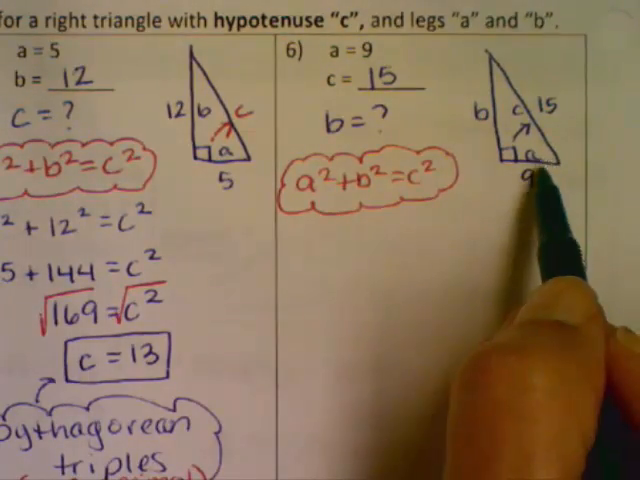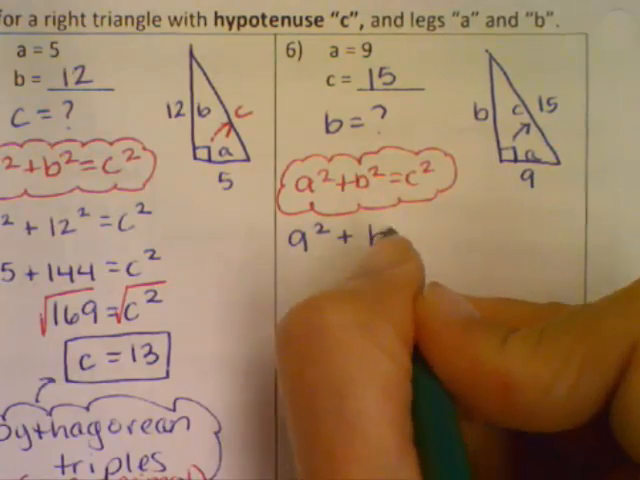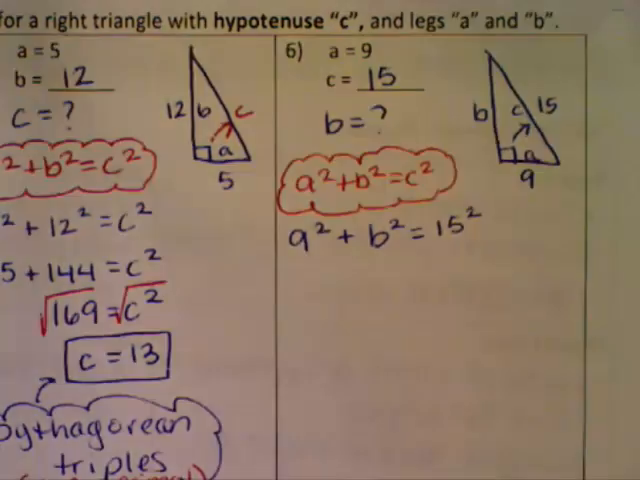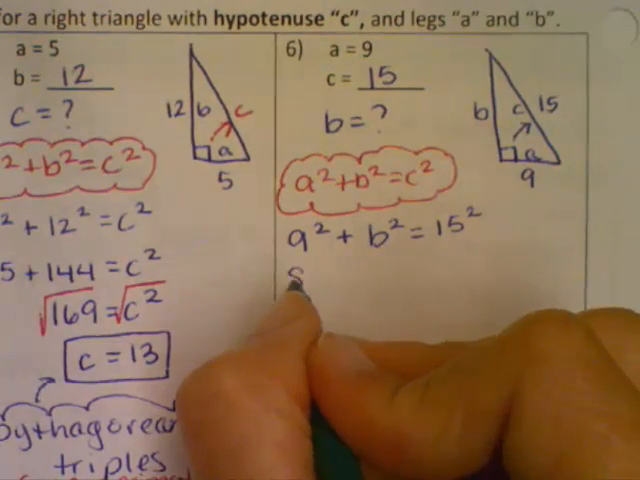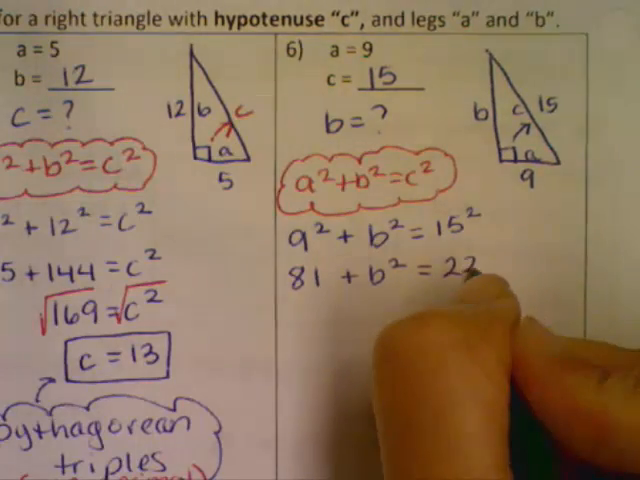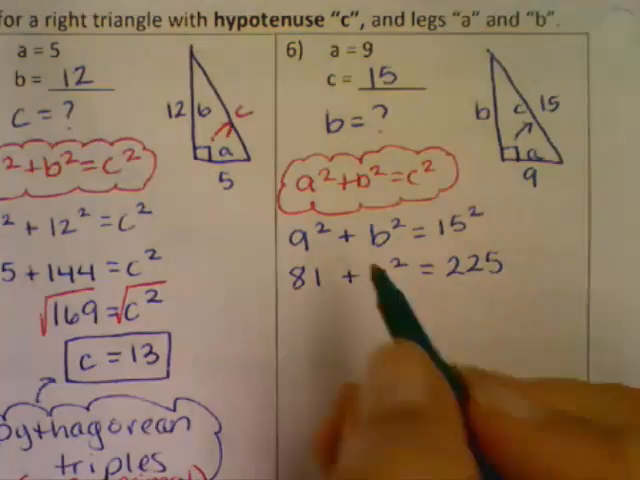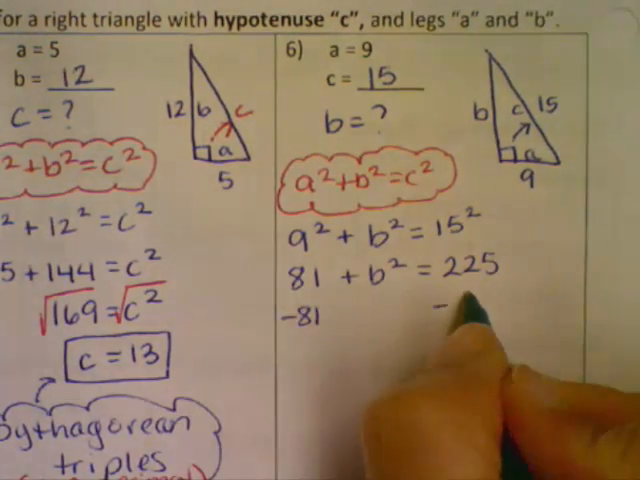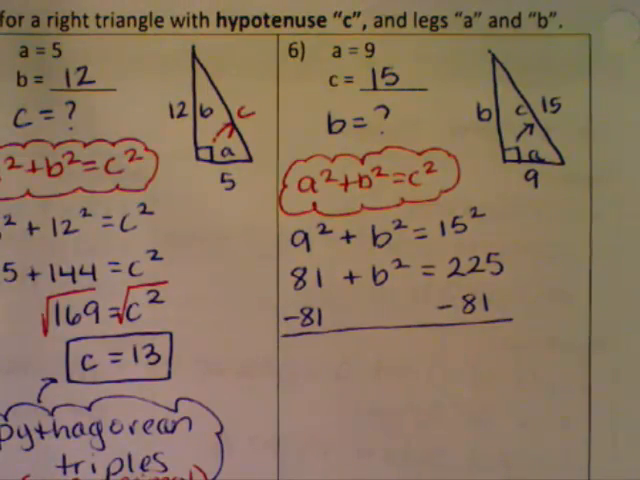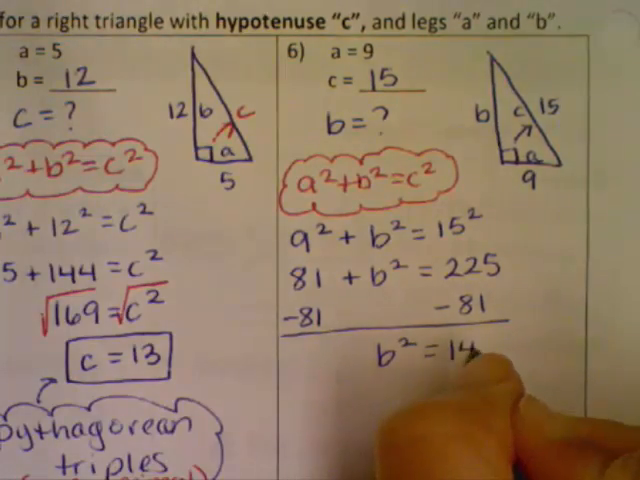Our A is 9. We don't know B, so we'll use the letter. And C is 15. Don't forget your squares. So now we'll say 81 plus B squared equals 225, 15 squared. And then we'll subtract 81 from both sides. This is very similar to our first example. So then we have B squared is 144.